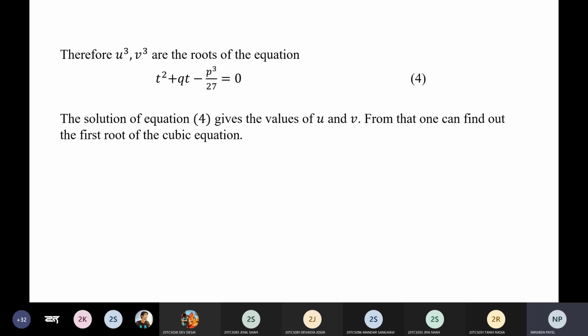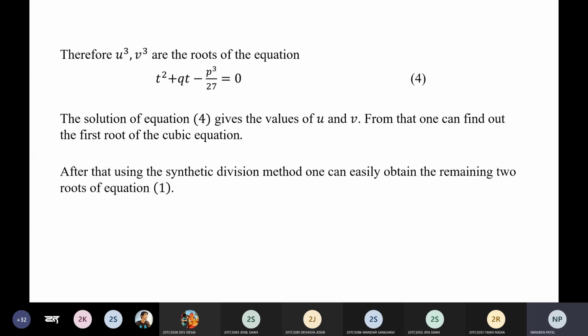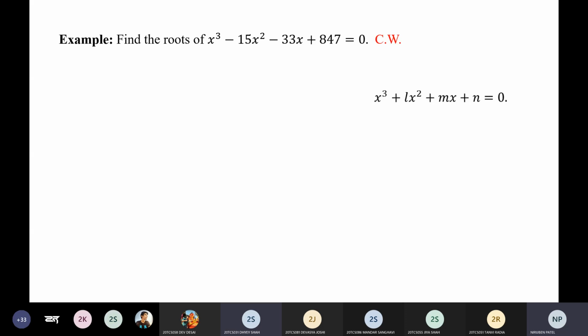Hello? Yes, ma'am. Okay. So if you work through an example and compare as you go, that will be good. Right beta? Yes, sir. So first, write down this example. Find the roots of x cube minus 15x square minus 33x plus 847 equal to 0. And already the x cube coefficient is 1, so we don't want to divide anything. Is it okay?